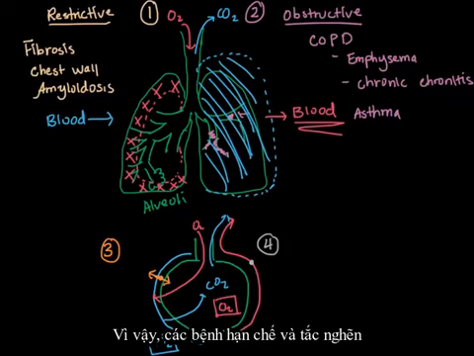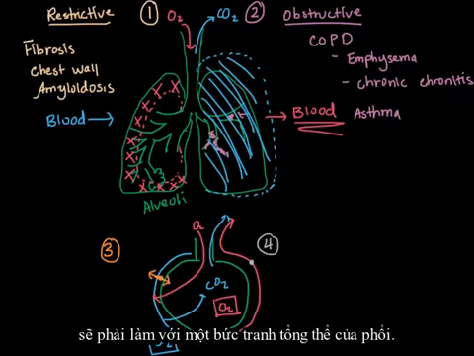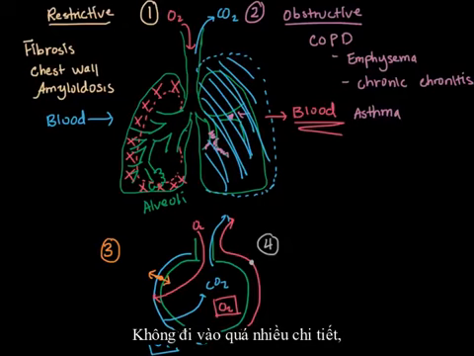So restrictive and obstructive diseases have to do with the global picture of the lung. Not to get into too much detail, just think of restrictive as having trouble getting air, oxygen, in, and obstructive as having trouble getting carbon dioxide out with the exhale.